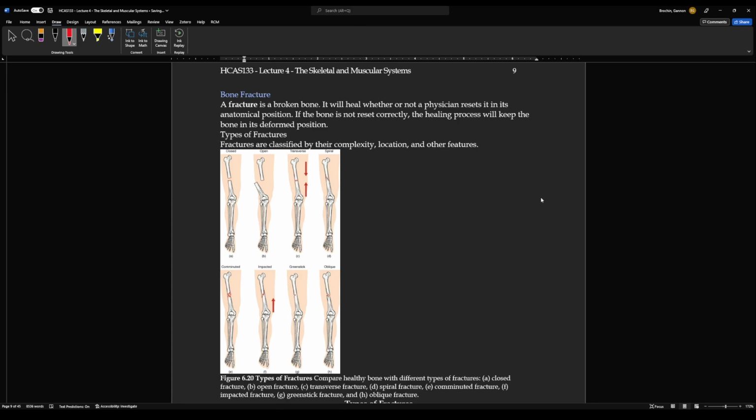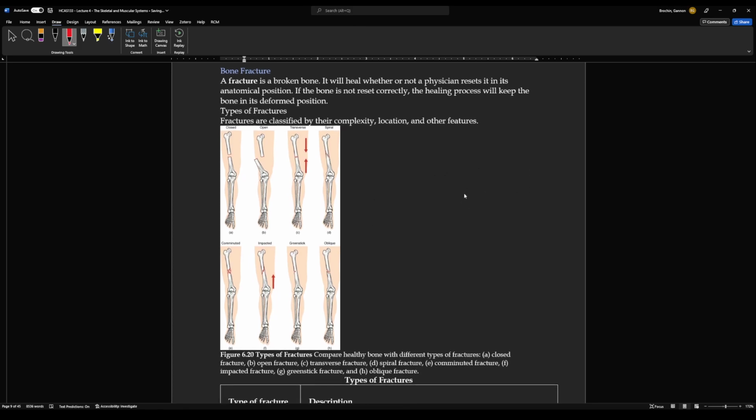Comminuted fractures. Comminution is basically a term to describe the bone being broken into multiple pieces. These are often associated with trauma, right? So car accidents, things like that. Impaction fractures are similar to a transverse. They're a little different, but the idea is that the force is only delivered from one direction. Green stick fracture, this is only partial, and there's oblique fractures as well.